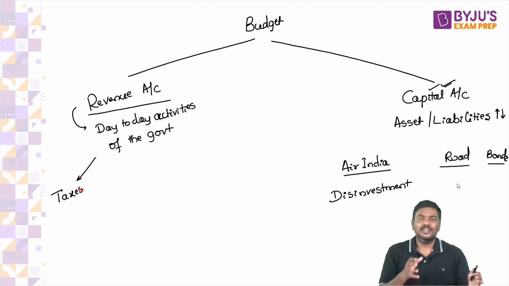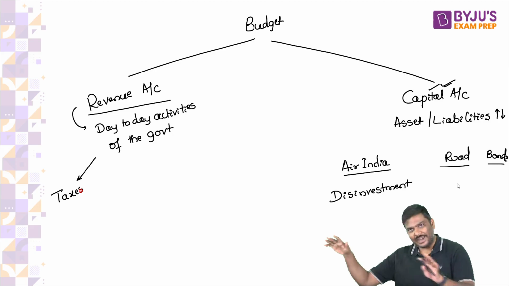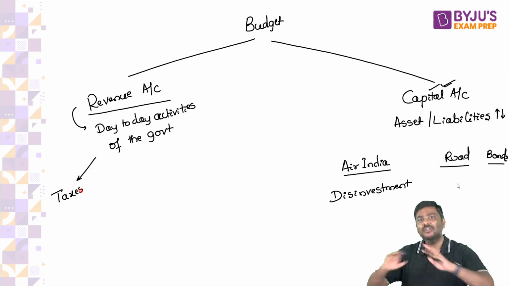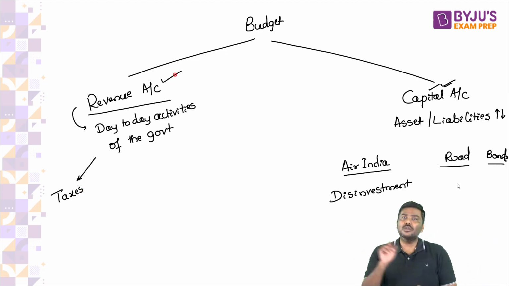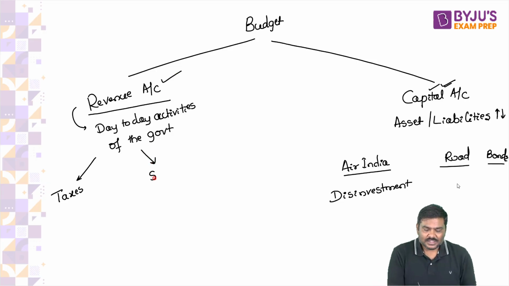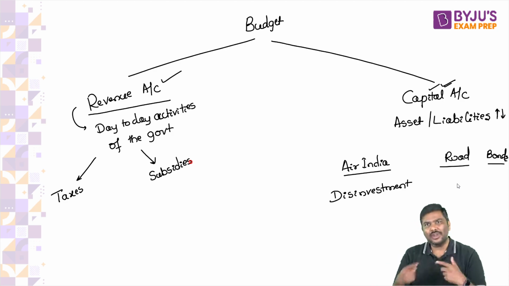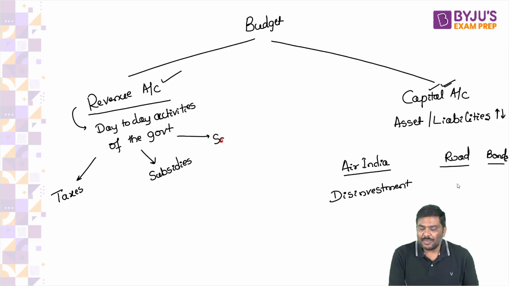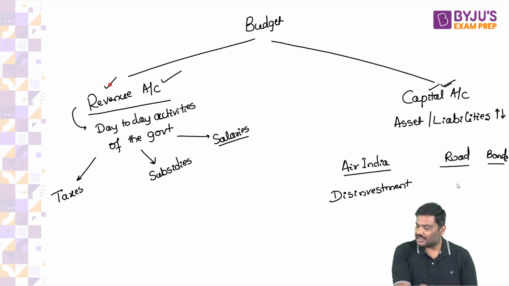So any transactions that are done, or any income collected, expenditure done because of government activities on day-to-day basis and which are not repaid, which will not change any asset or liability of government, these will be kept under revenue account. Another example, subsidies. Don't you think government during the course of day-to-day activities will provide lot of subsidies to the people? Another example, salaries paid to the government employees. These are the kind of transactions which are kept under the revenue account.